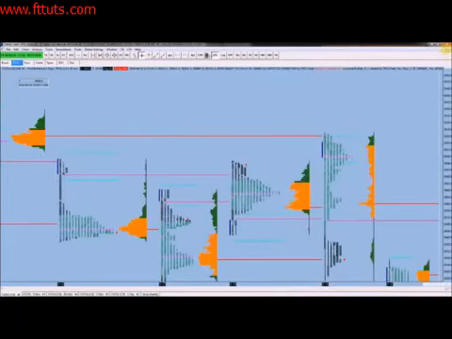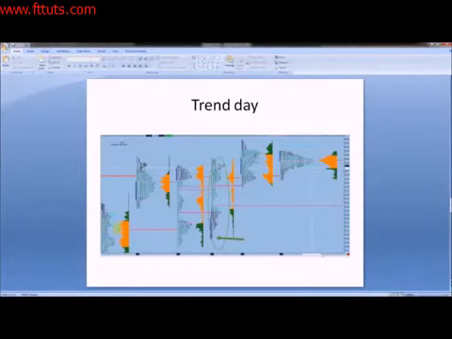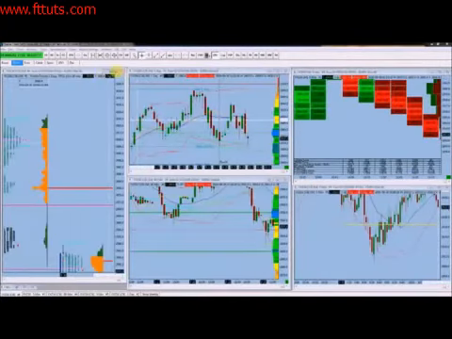What we do happen to see a bit more often than a pure trend day is a double distribution day, both in terms of volume and in terms of profile. The market looks as if it's developing and turning into a balance, but then something happens, we shift out of balance, and then we find new balance. You can also get triple distribution trend days.